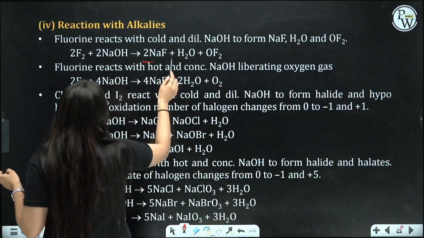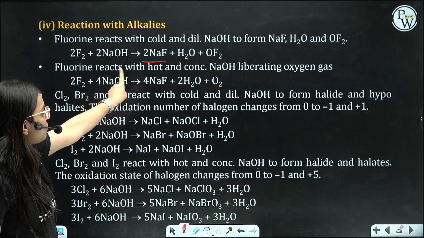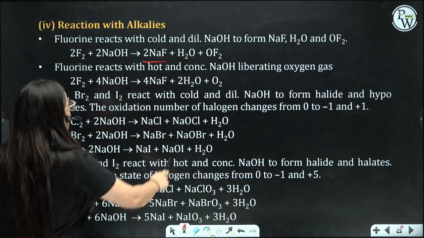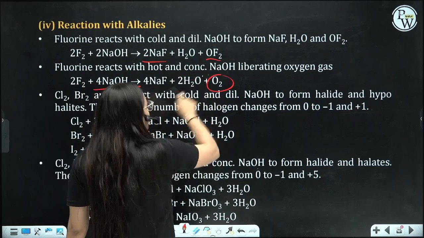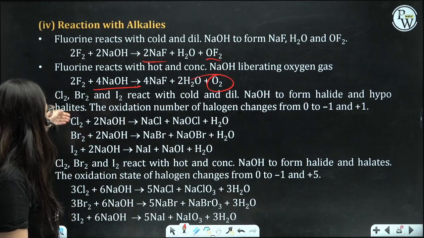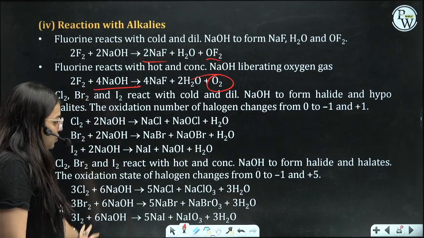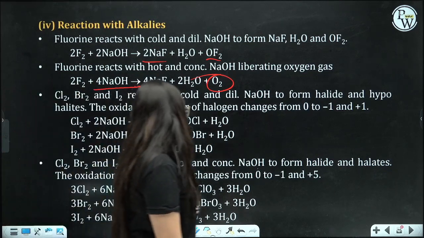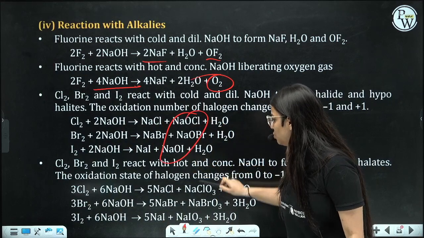Now with alkalis, that means with NaOH, F2 can also react. When it reacts with cold and dilute NaOH, it will give NaF, H2O and OF2. But if it is reacting with hot one, it will give NaF, H2O plus O2. Here O2 will be produced, there OF2 will be produced. Similarly, they have given you certain reactions for Cl2, Br2 and I2. This is for the cold one and this is for the hot and concentrated one, so you can see that different products are obtained over here.